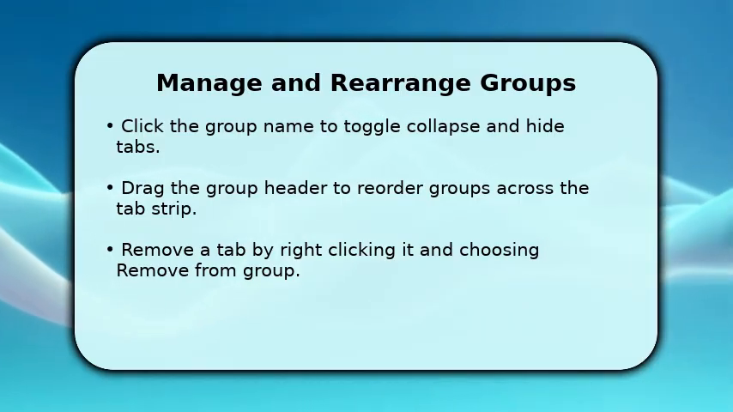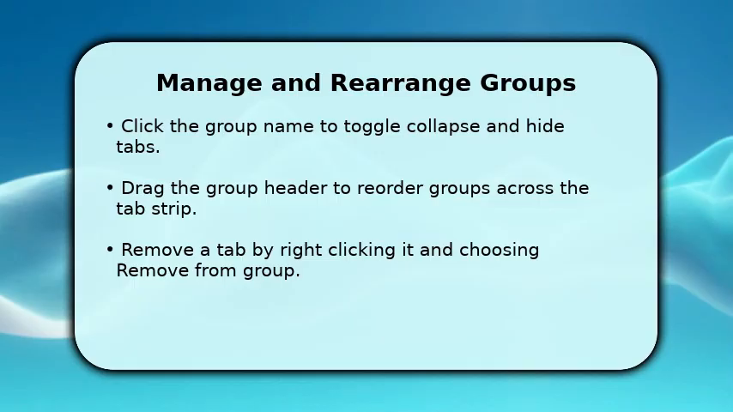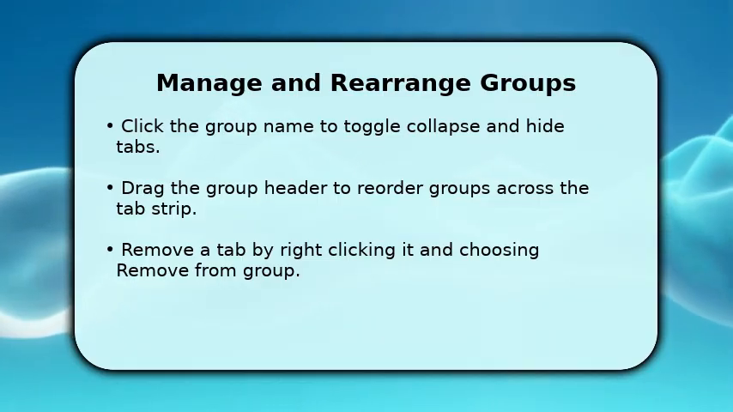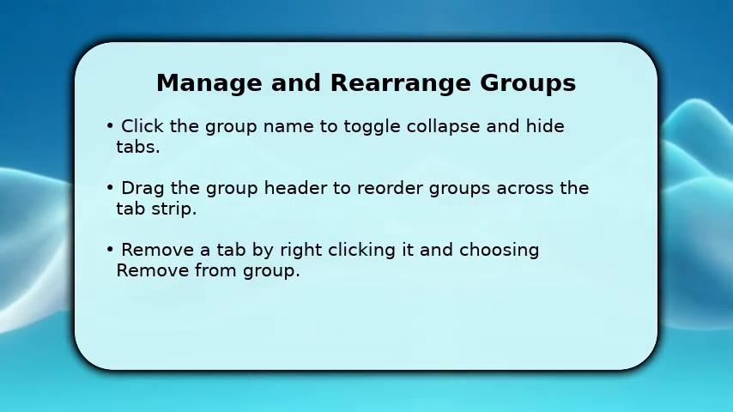Remove a tab from a group by right-clicking and choosing Remove from Group. Close a group by right-clicking its name and selecting Close Group option. Collapsed groups save space and speed visual scanning when managing many tabs.